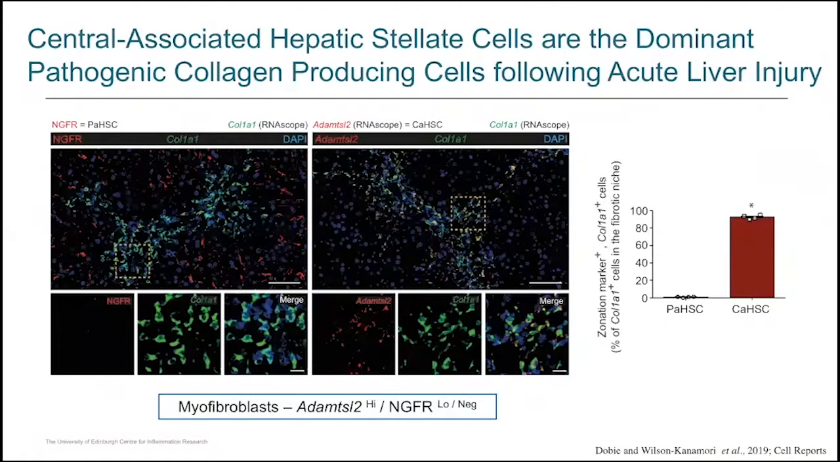Again, we validated these observations topographically. Here, we used immunostaining in combination with RNAscope, as well as dual RNAscope staining. This allowed us to assess our zonation markers in relation to cells which were actively expressing COL1A1, a major fibrillar collagen. These images confirm that cells which are actively expressing COL1A1, in green, are also positive for central associated stellate marker ADAM-TSL2, shown on the right, and not portal associated marker NGFR, shown on the left.